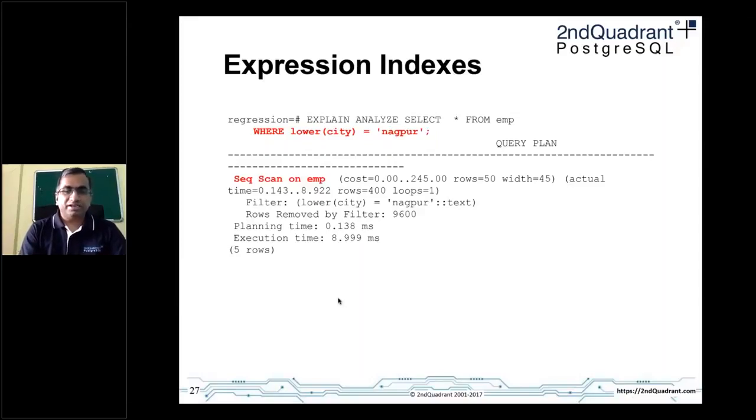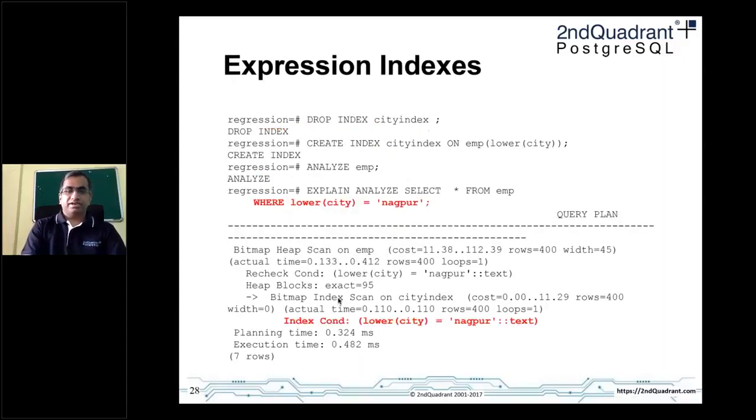But again, you'll see that the planner has now reverted back to a sequential scan because it doesn't know anything about this expression lower city. It knows that there is an index on city, but there is no index on lower city. And that's when you can build an expression index. So instead of building an index on column city, now you can build an index on an expression on the column. So you build an index on lower of city instead of just city. And once you build this index, if you run the same query again, you would see that now the index is being used. Obviously, we are still doing a bitmap index scan followed by a bitmap heap scan for the reasons that we earlier understood. But now at least the index is being used.